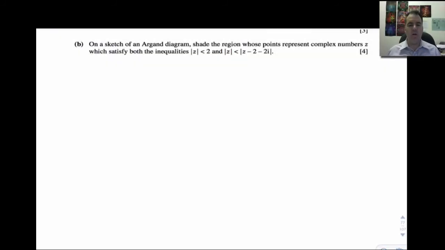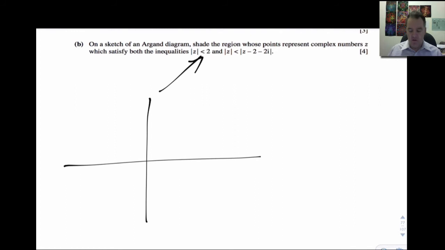You can get questions where you get a combination of complex loci. In this one here, on an Argand diagram, we want to shade the region whose points represent complex numbers z which satisfy both these inequalities. So we need to recognise that this one here represents a circle centred at 0 with a radius of 2. So that's all the points there.